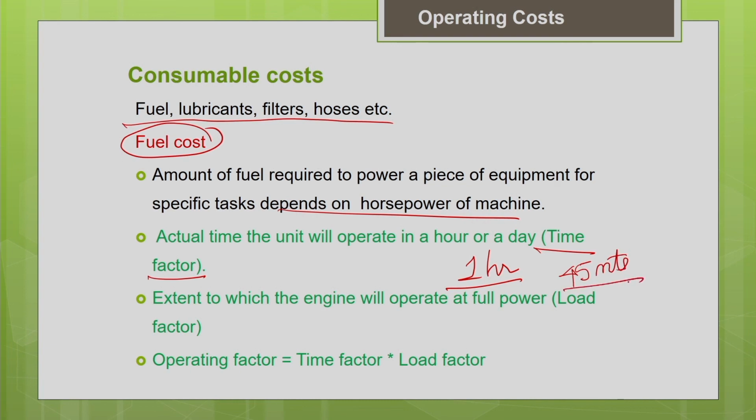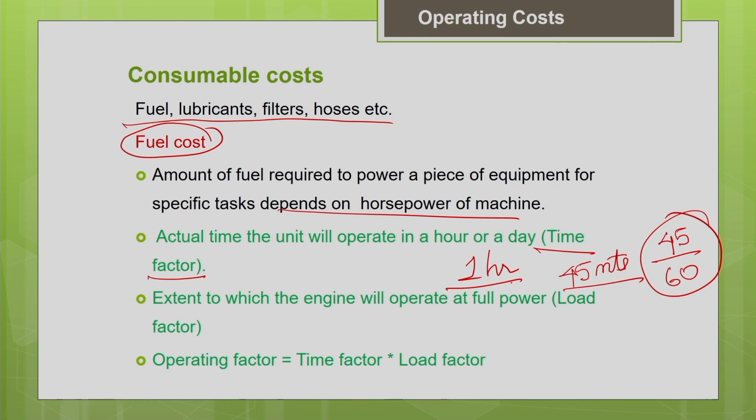So, depending upon the job productivity needed at your project site, your machine won't work for the entire 1 hour. That is what is called the working efficiency. How do you find the working efficiency? For example, if your machine is working for 45 minutes in an hour, your working efficiency is 45 by 60. That gives you the time factor: the actual time the unit will operate in an hour or a day.